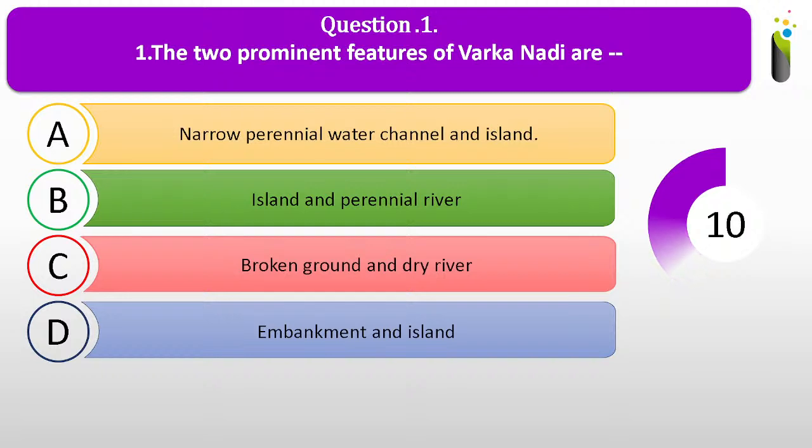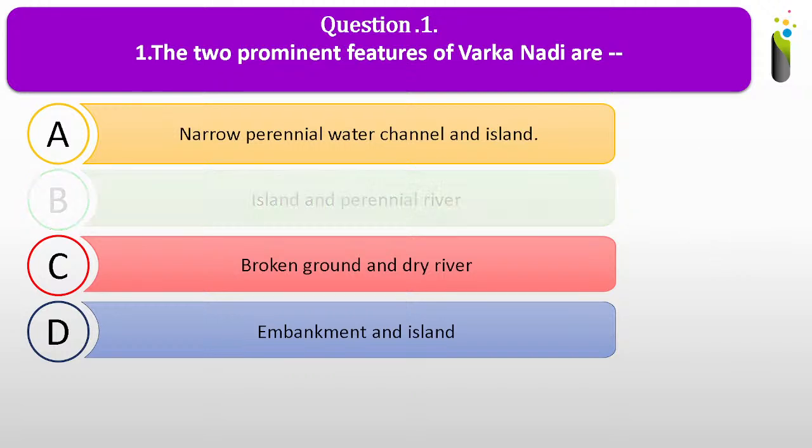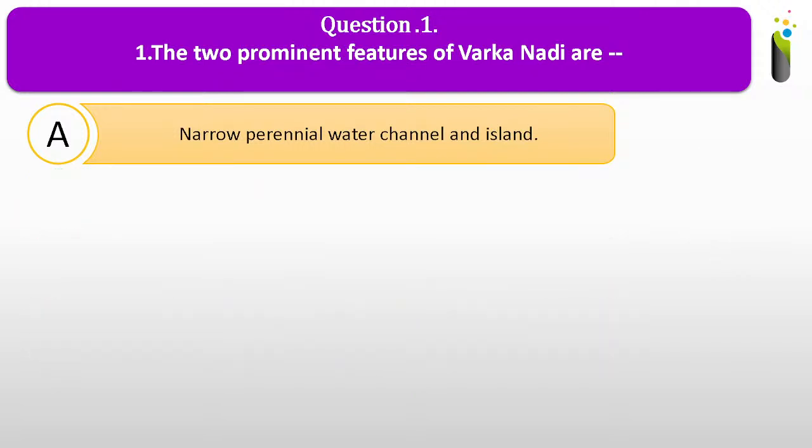And the correct answer for this question is... Hi Gauri, correct. Saudil Hassan and Gauri Singh, you're perfect. No, you said the answer is B, but the answer has to be A. I read it as A actually. The answer has to be A. It's a narrow perennial water channel and an island.